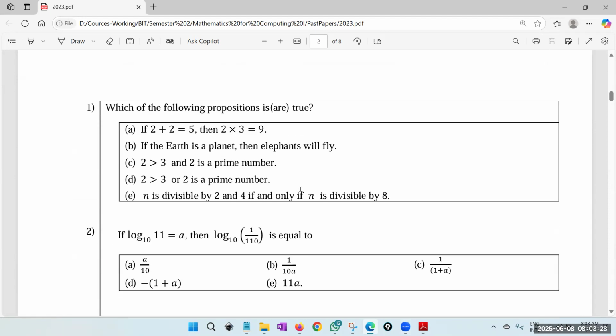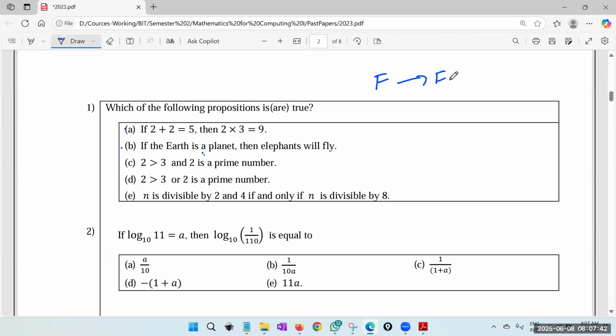Which of the following propositions are true? So then it is easy. This means false implies false. False implies false is true according to the truth table. So therefore this is true. If Earth is planet, that is correct, right? Earth is planet, then elephants will fly. And we know that elephants don't fly. So that is like true implies false. According to the truth table, true false is false.